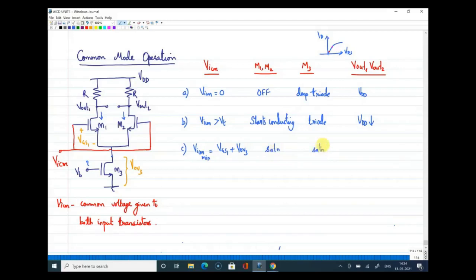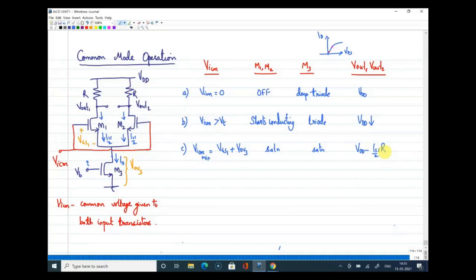And if all are in saturation, and since the voltage on both sides is equal, there are equal currents. If the current flowing through this device is ISS, the current flowing here will be ISS by 2, and this also will be ISS by 2, and I can say the output is equal to VDD minus ISS by 2 into R. It could be R or RD, so anyway, it is the drain resistance. So this is a minimum voltage.